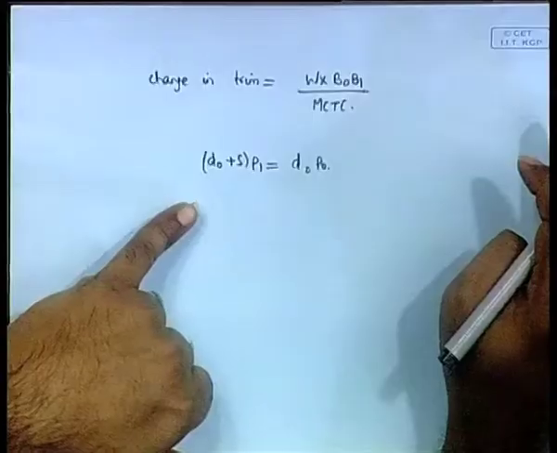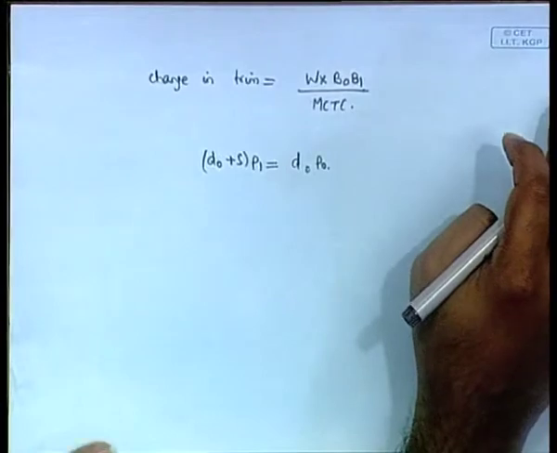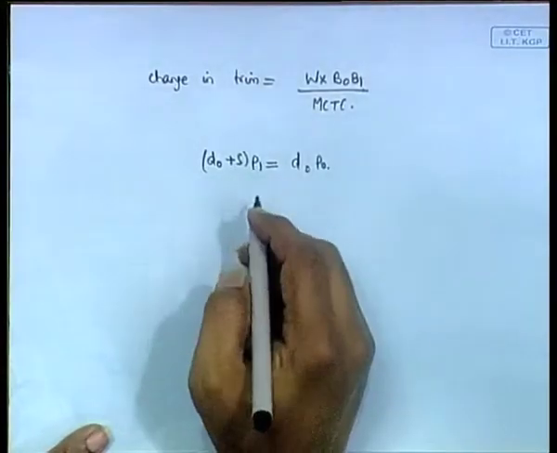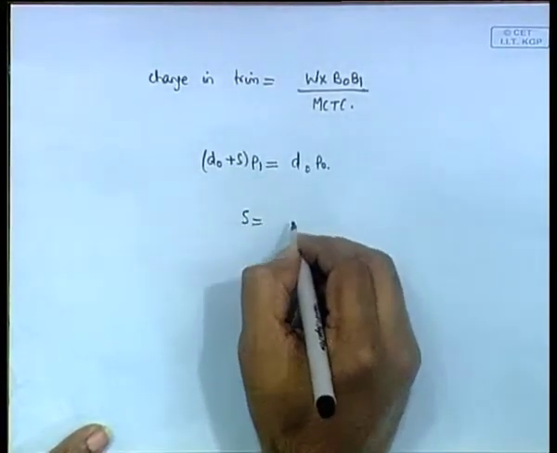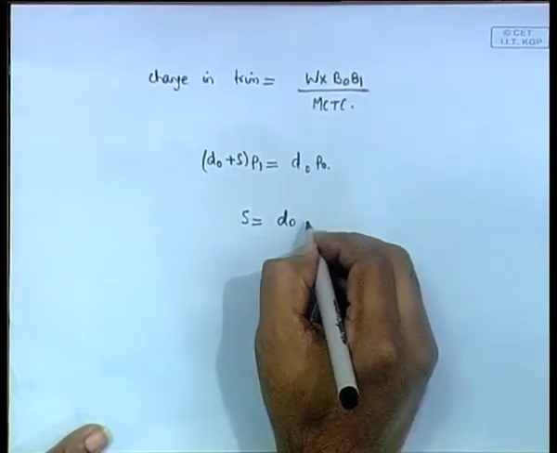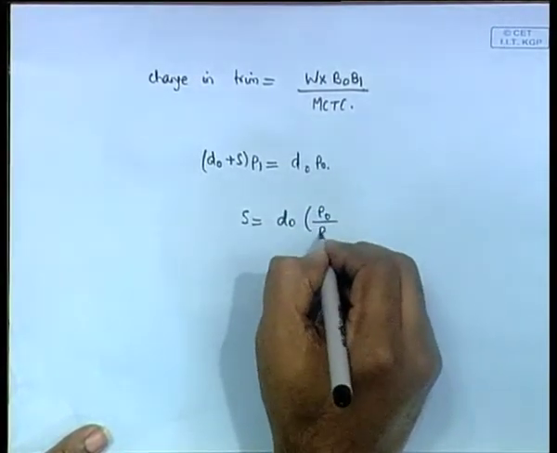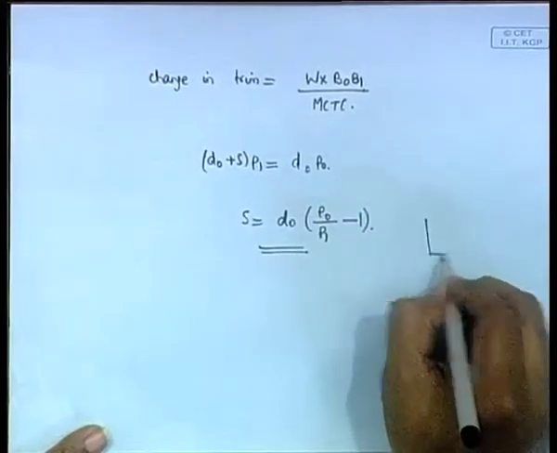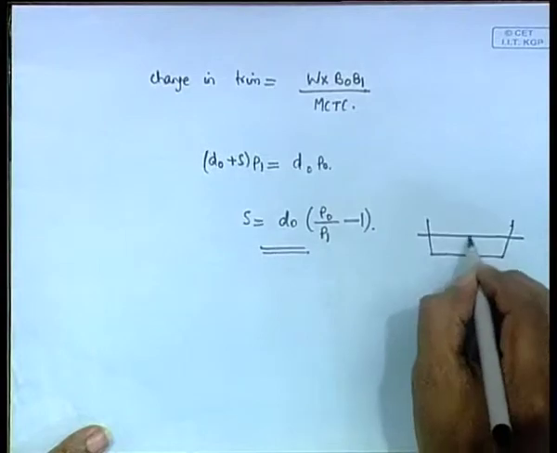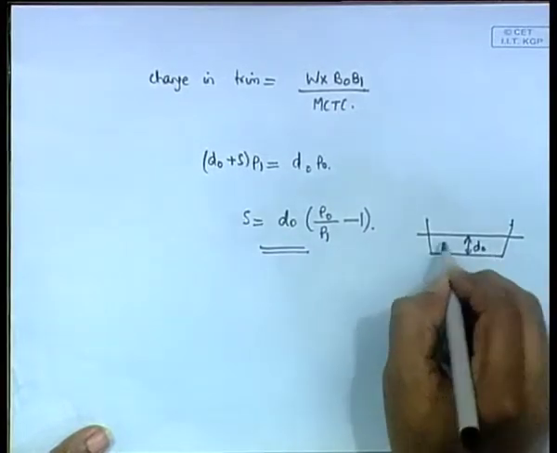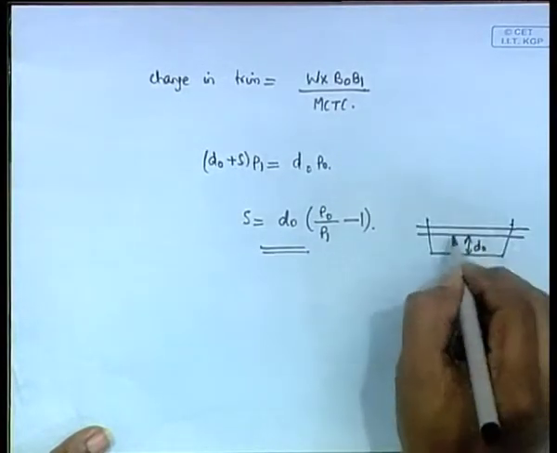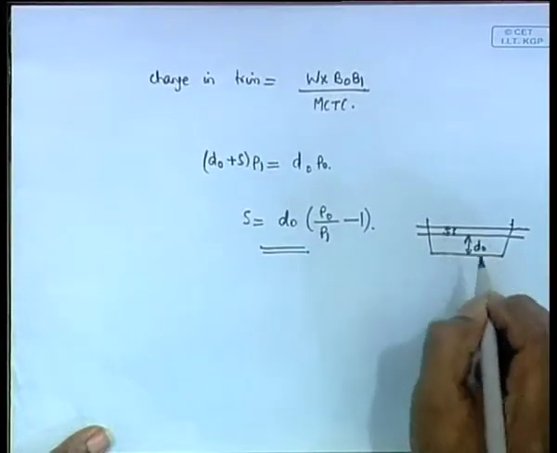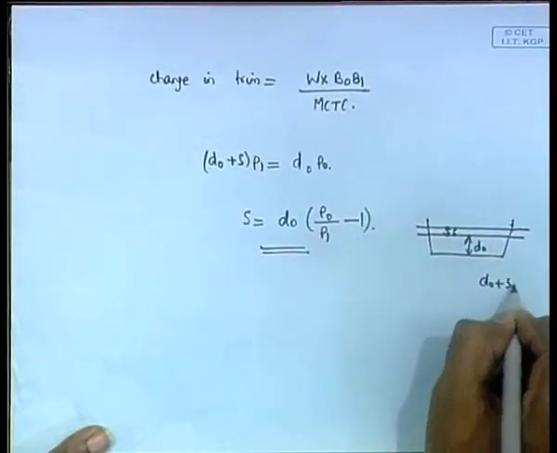You know that the weight of the ship is equal to weight of water displaced. That is Archimedes principle. Now, weight of water displaced is del into rho always. So, initial del into initial rho is equal to final del into final rho. So, just do a little bit of manipulation. You will get S is equal to D0 into rho 0 by rho 1 minus 1. So, S is the change in draft, means ship is like this. Initially, its draft is D0, and then the ship sinks further, its draft increases further by S, and therefore D0 plus S is your final draft.